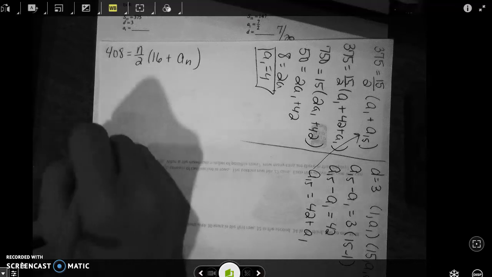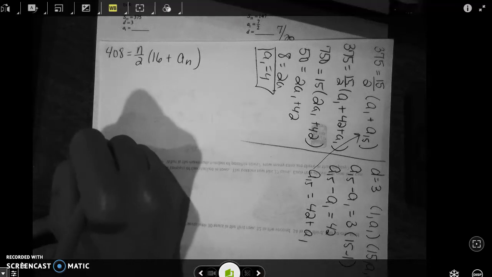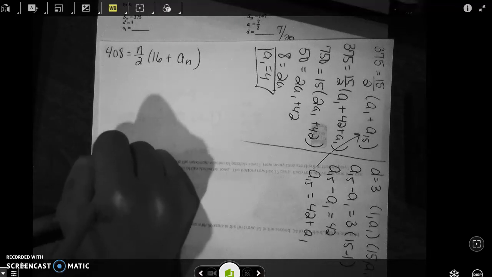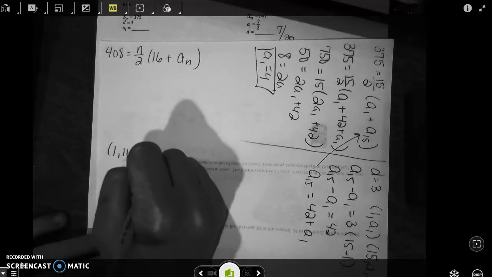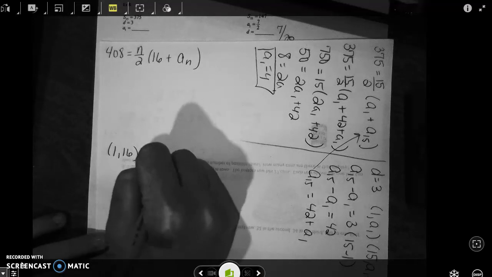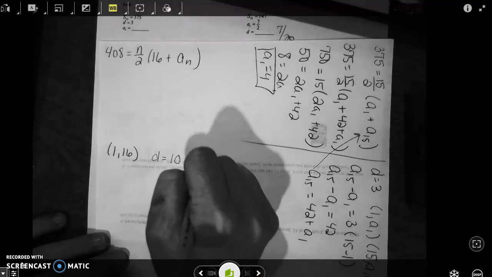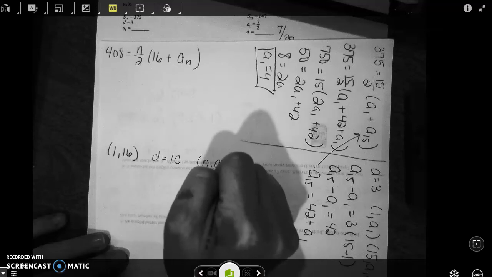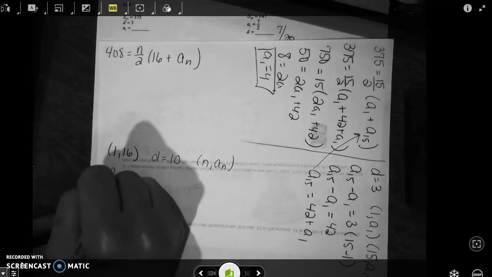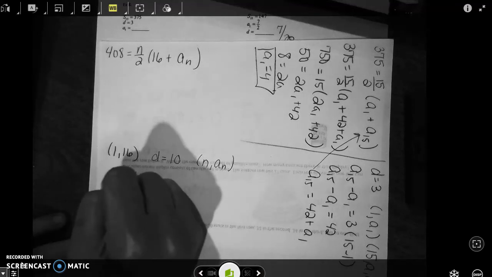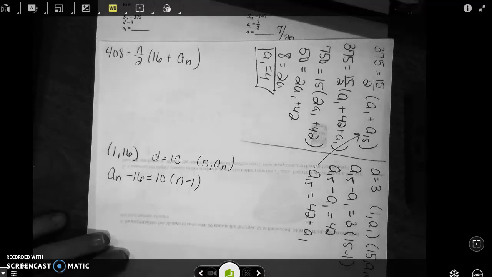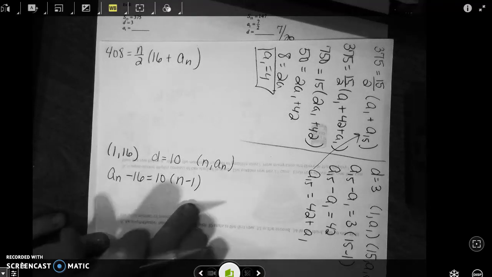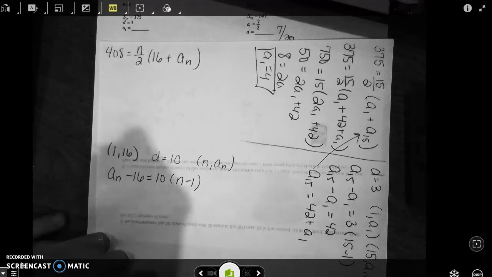So I'm going to skip a little room. I know the point 1, 16 is on my line. I was given the common difference was 10. And the other point is just going to be n and a sub n. So I'm going to set up my explicit formula here, or point slope form. Notice this has the same two variables as above, so once again we can use substitution.